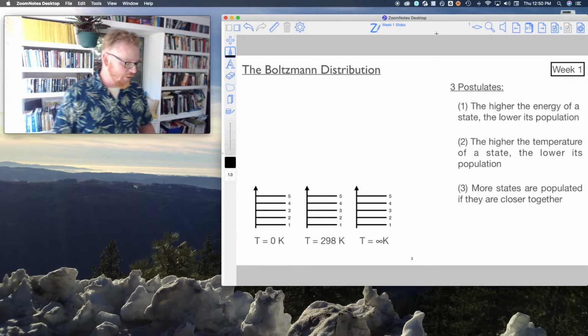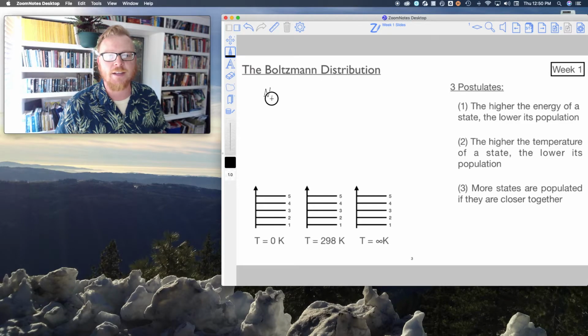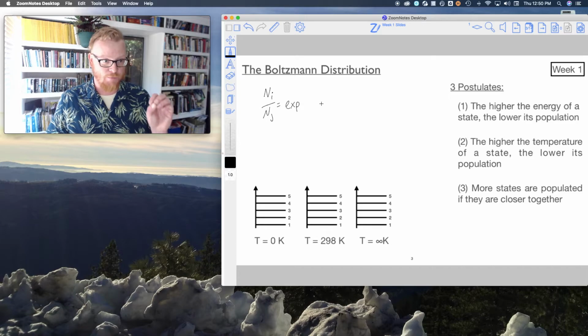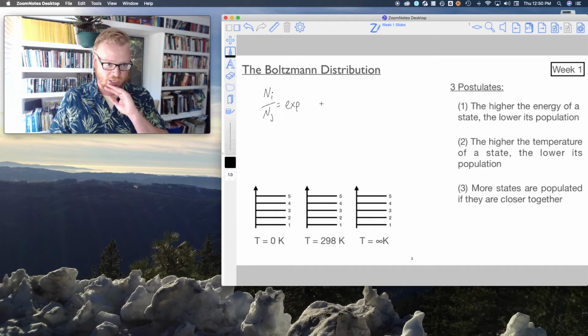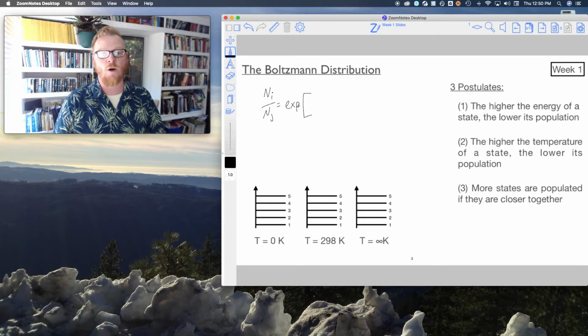So let's talk about the Boltzmann distribution. I'm going to write that equation down right here. So the Boltzmann distribution goes as n sub i divided by n sub j equals, I'm going to write exp. And when I write exp, I am talking about natural number e, the inverse of the natural log, just so that we're not confused between fundamental charge e and natural constant e. So this is 2.71 something or other, right? And when I put these in brackets, that means this is all e raised to the power.